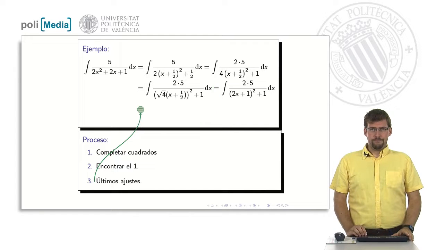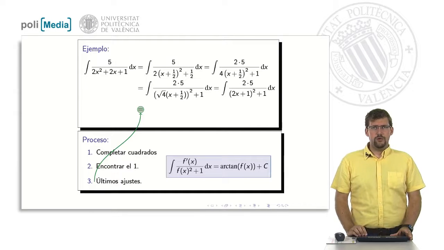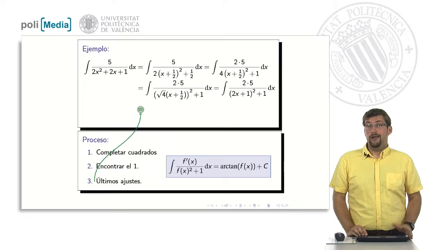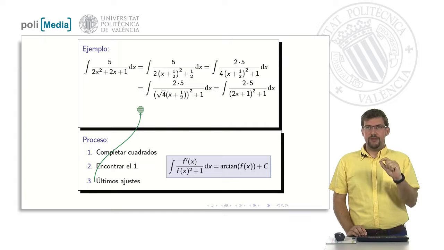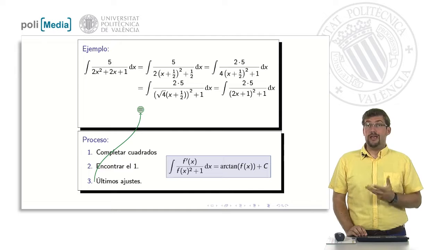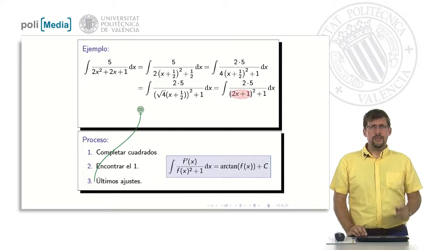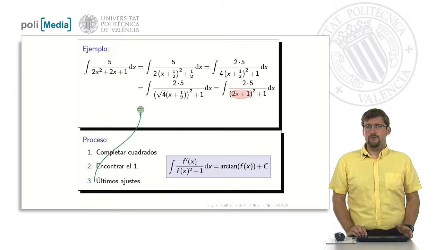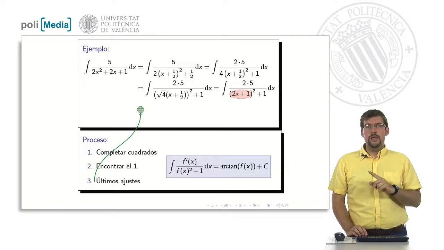Once we get here, we could continue making adjustments, but to make the final adjustments, we need to remember the arctangent primitive, which is the one that just appeared highlighted in blue. An expression of the form function of x squared plus 1 in the denominator and above the derivative, has as its primitive directly the arctangent of the function. Well, if we look at the primitive that we have right now, we have exactly that form. Below, I have a function squared, which is 2x plus 1, and then I have plus 1, which is why it's important to find the 1.